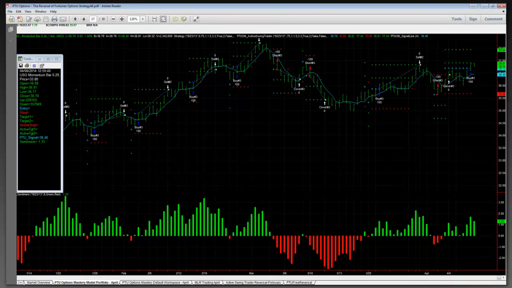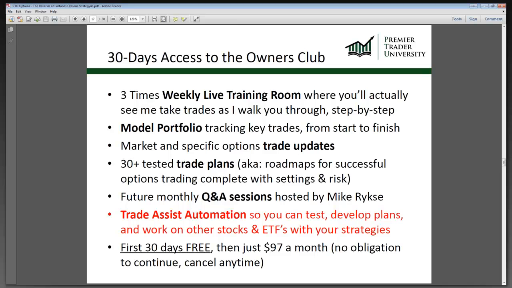So we're going to give you access to that tool as part of the owner's site as well. We're going to give you 30 days free. After that, it's just $97 a month. There's no obligation to continue. You can cancel this anytime. We definitely have people that will stay on for a couple of months. Once they feel comfortable with the system, you can cancel that out. Once you cancel, the system is still yours for life. You're just going to lose access to the 3 days a week training, just the ongoing training and support and all the features of the owner's site.